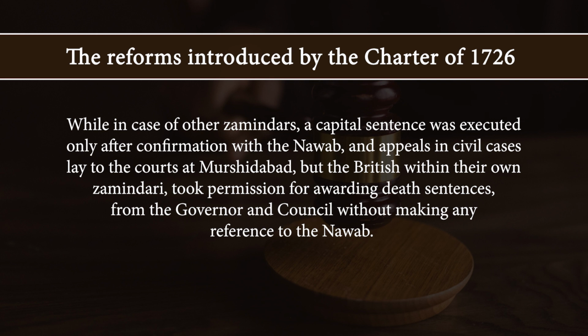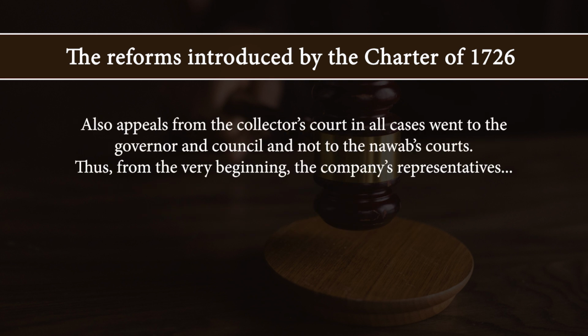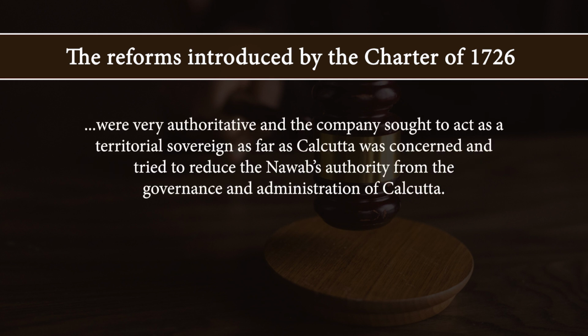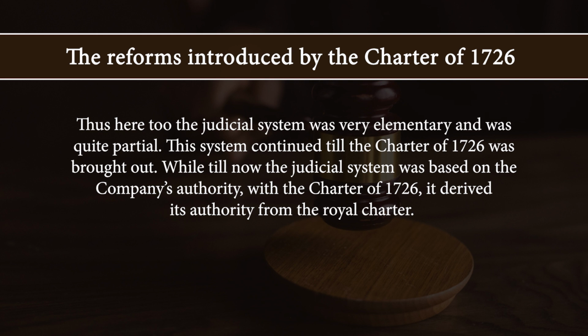But the British within their own Jamidari took permission for awarding death sentences from the Governor and Council without making any reference to the Nawab. Also, appeals from the collector's court in all cases went to the Governor and Council and not to the Nawab's court. Thus, from the very beginning, the company's representatives were very authoritative and the company sought to act as a territorial sovereign as far as Calcutta was concerned and tried to reduce the Nawab's authority from the governance and administration of Calcutta. Thus, here too the judicial system was very elementary and was quite partial.